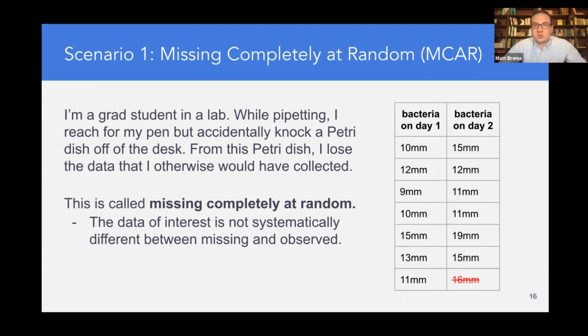We would call this missing completely at random. The data that I'm interested in here is not systematically different between missing data and observed data. What that means here is there's nothing special about that one petri dish that got knocked off. It wasn't like this petri dish happens to have so much more bacteria and that's why it got knocked off. That's not the case here. It was just totally at random that petri dish got knocked off. This is the best kind of missingness to deal with, aside from no missingness.